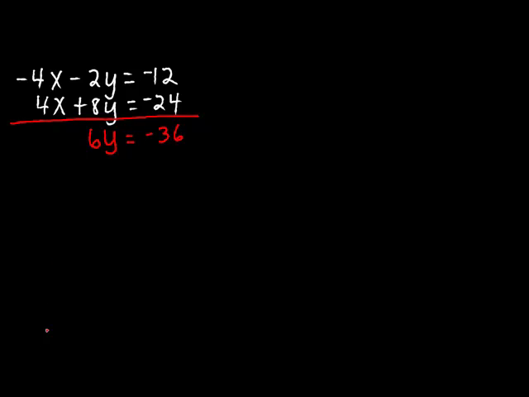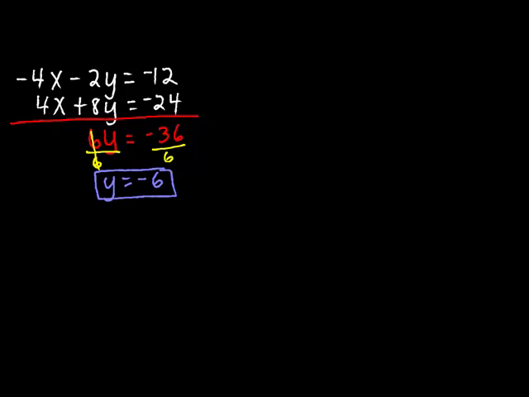All I'm going to have to do is divide both sides by the coefficient of the y. That's a 6, and they cancel out, of course. And I end up with y equals negative 6. So basically, I've got half of the work done.